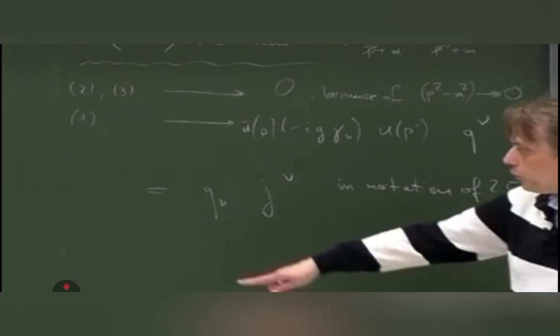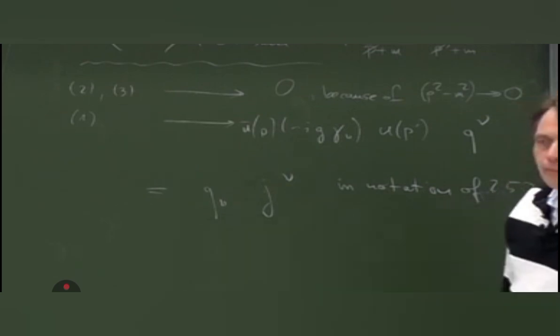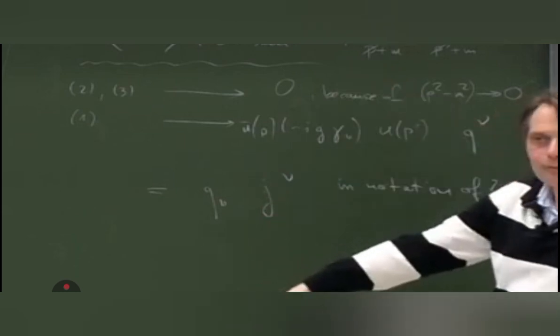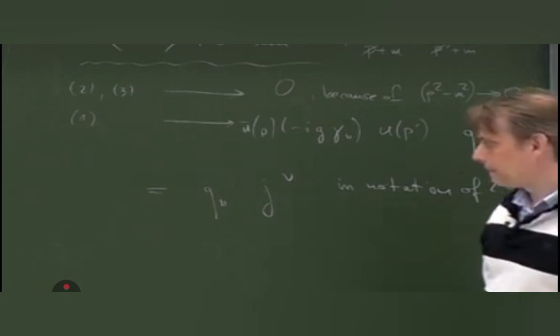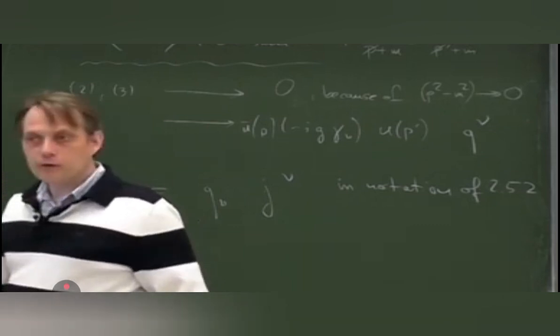0, yes. The q square drops out. Yeah, after we multiply with it, it drops out. Before it doesn't drop out. Q square times q square.